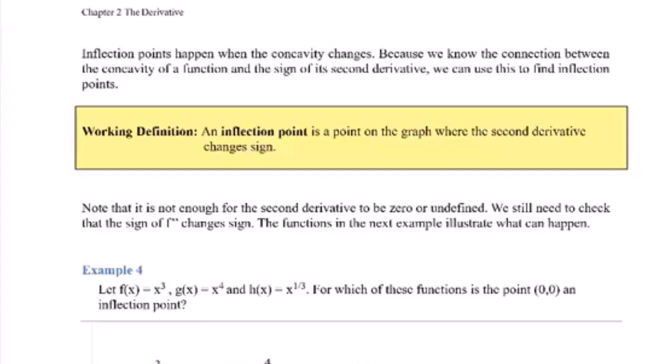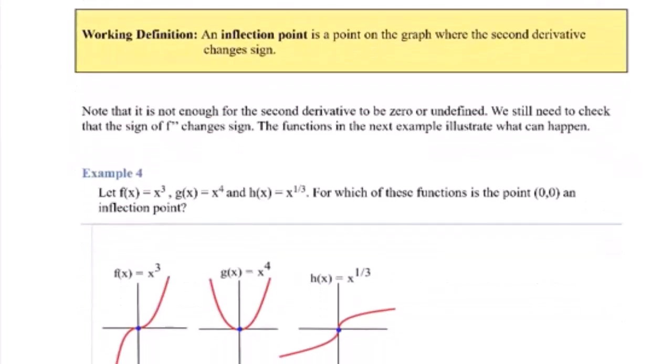So the working definition: an inflection point is a point on the graph where the second derivative changes sign. Where would it change sign? Where I said, when it's equal to 0. Note that it is not enough for the second derivative to be 0 or undefined. We still need to check that f double prime changes sign. And I'll show you exactly what that means. The functions in the next example illustrate what can happen.